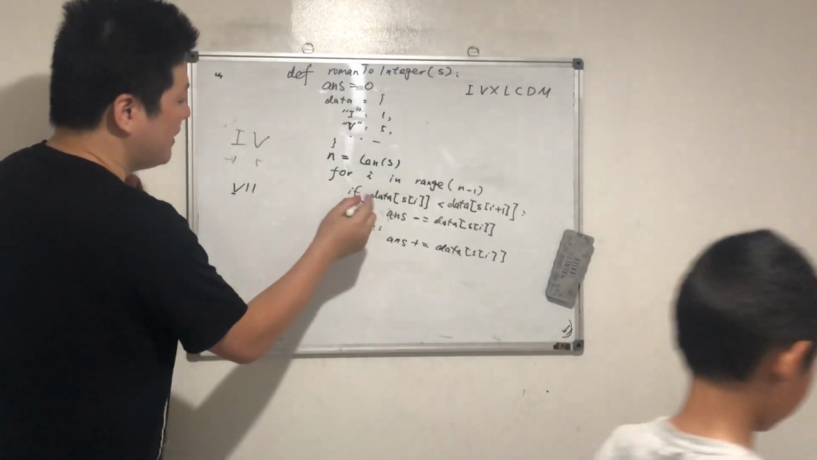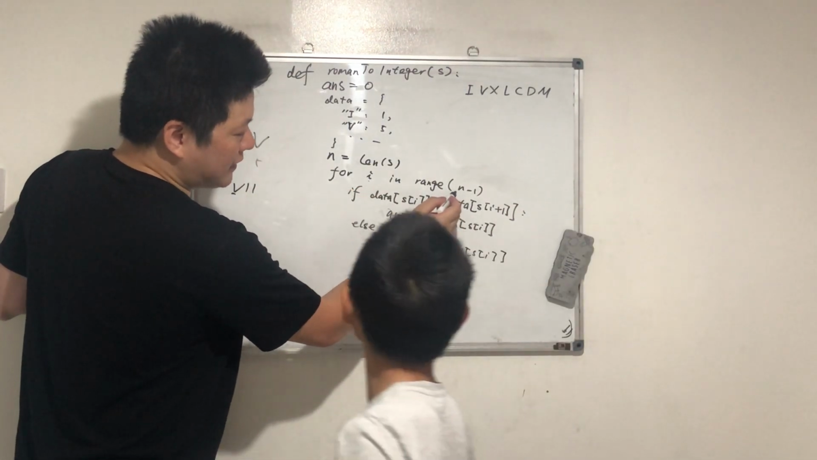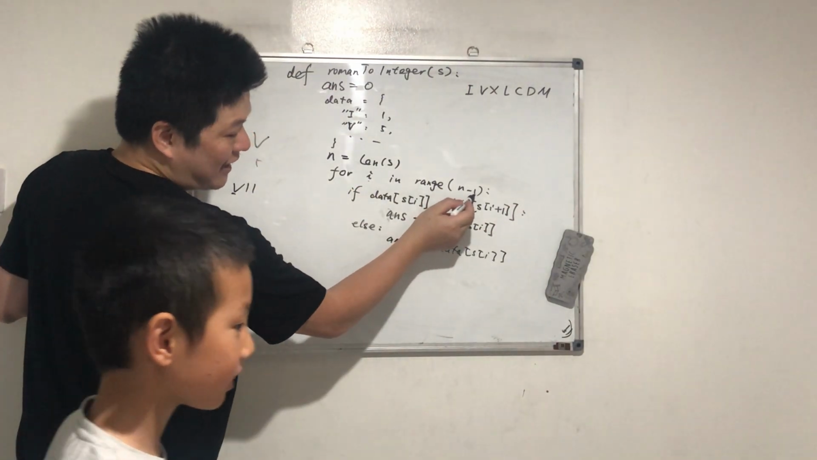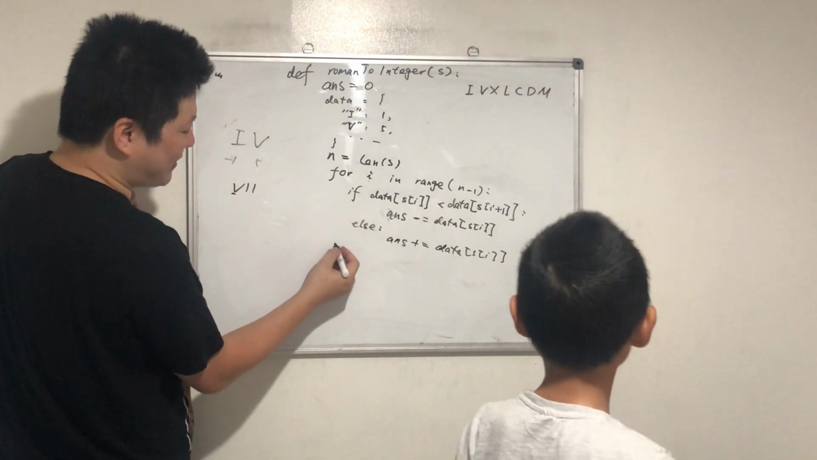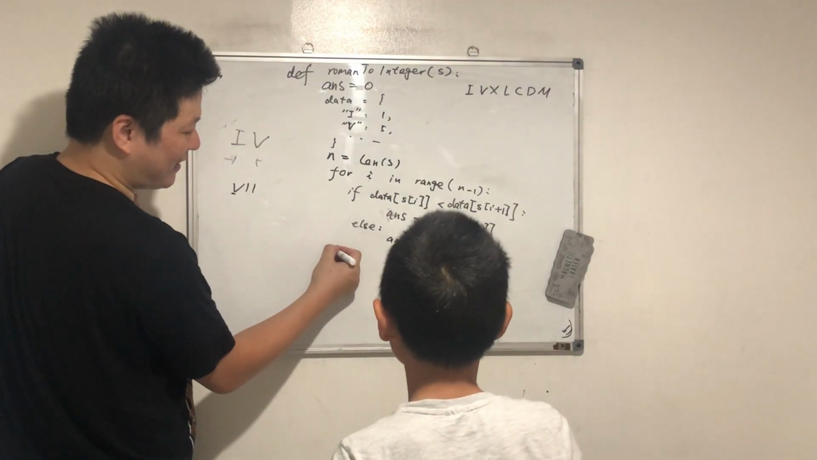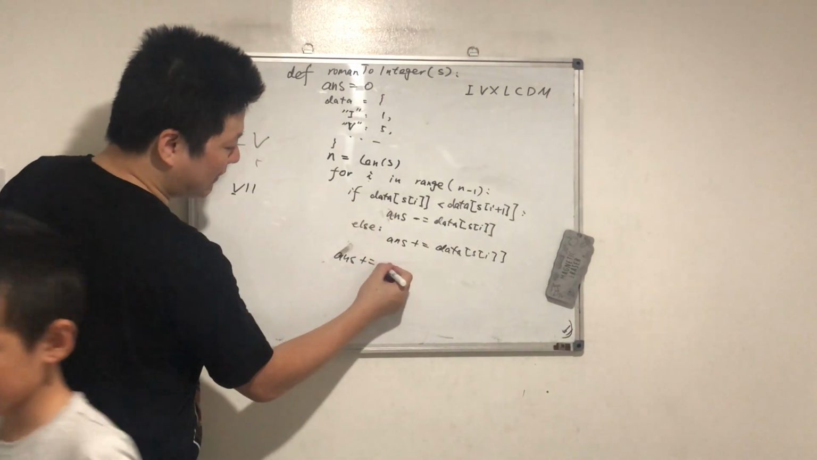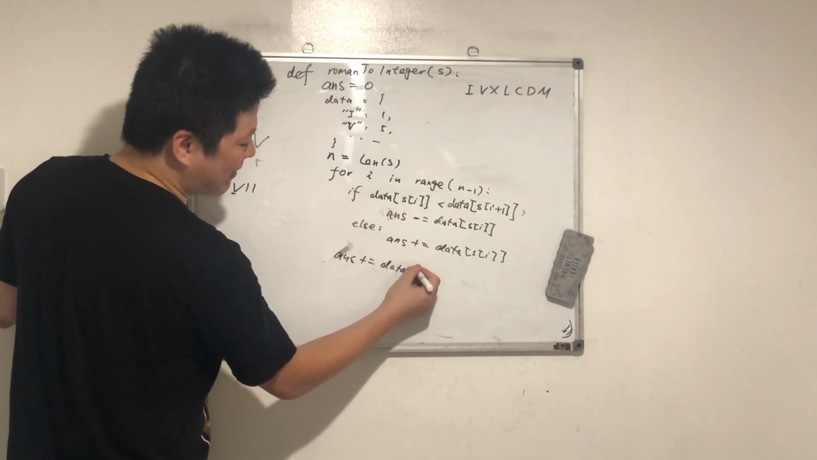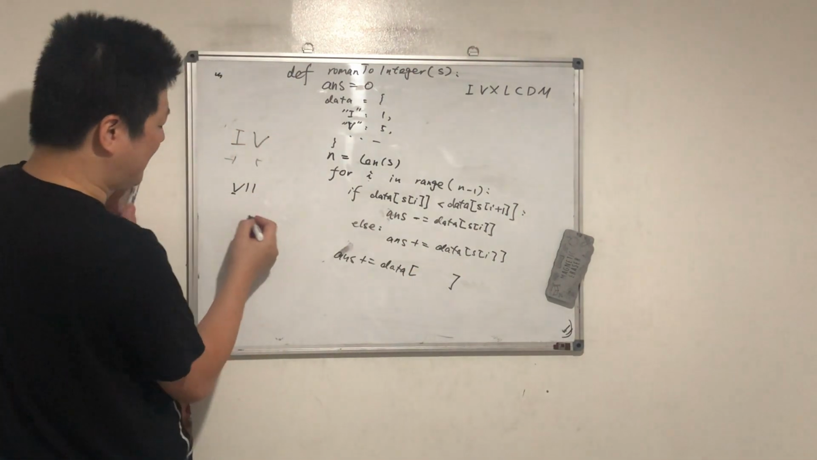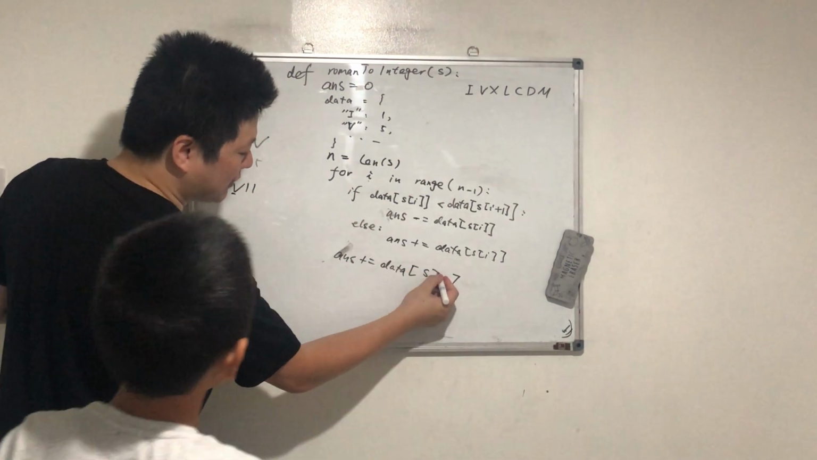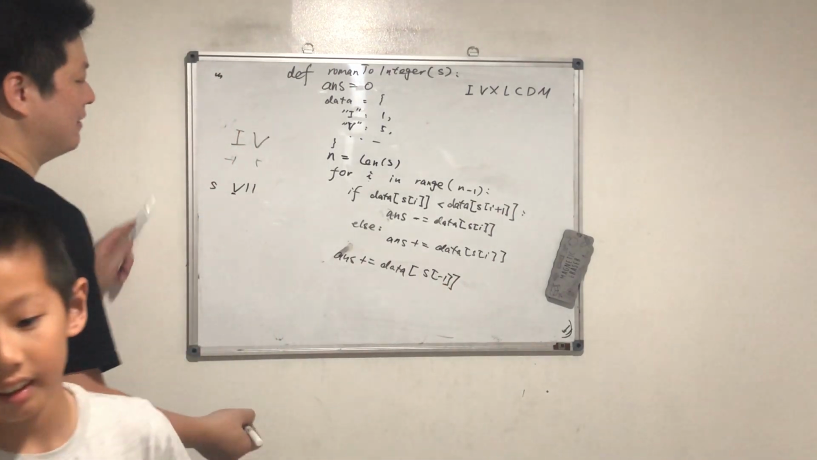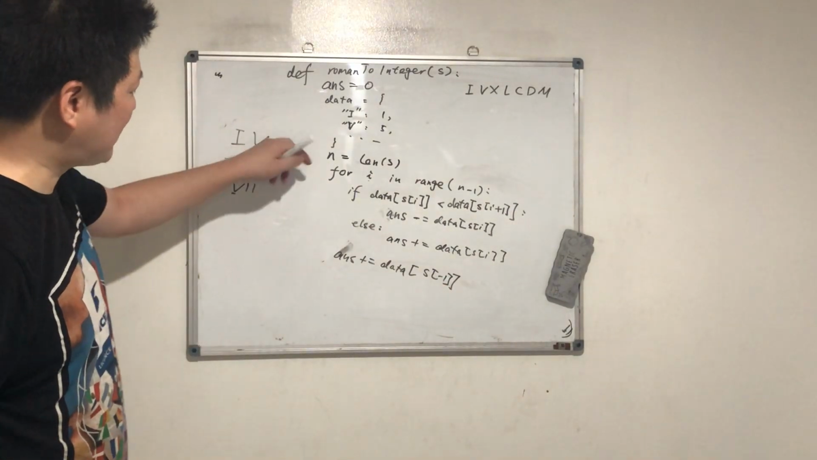Okay, so look, we skip the last character. Then for the last character, we just need to add it, right? So answer plus equals data. What's the last character? S minus 1. That's it. Okay, look, what's the time complexity?